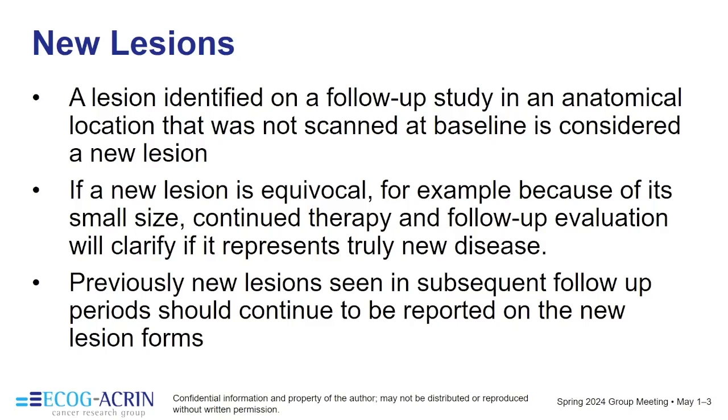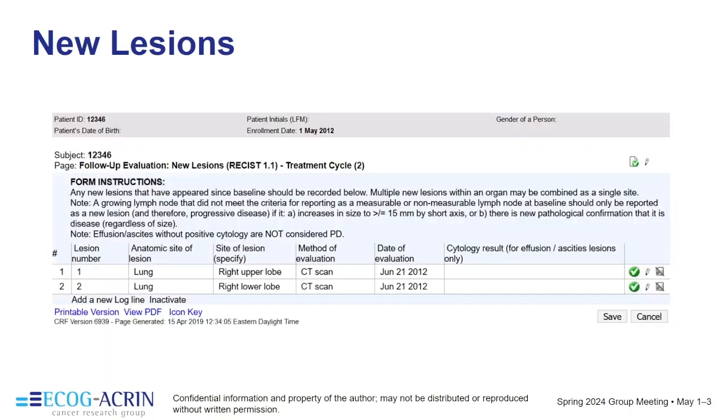Remember, when we do follow-ups, we are not recategorizing. So if it is reported as a new lesion in, let's say, cycle 2, when the follow-up scan is done in section 4, if it is still present, it should still be reported on the new lesion form. This is what the new lesion form looks like. Once again, new lesions are numbered separately from target lesions and numbered separately from non-target lesions.